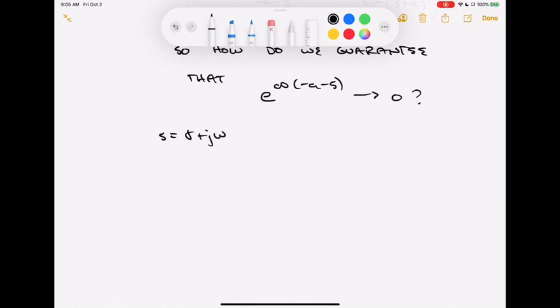I know that s is a complex number, our so-called complex frequency, and I'm going to make that substitution in here so that I can get this e to the infinity, and I'm going to have a minus a minus sigma minus j omega, something like that. And I have a sum of terms for my exponent, so I could write this out as e to the minus a minus sigma, infinity, times e to the minus j omega infinity, something along those lines.